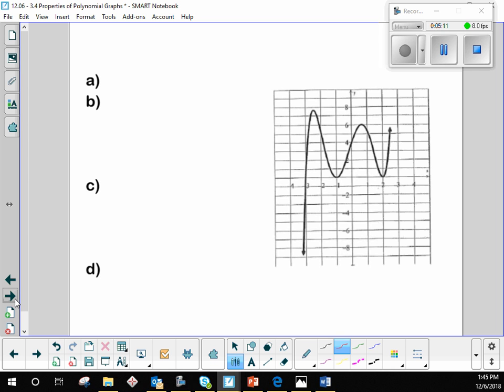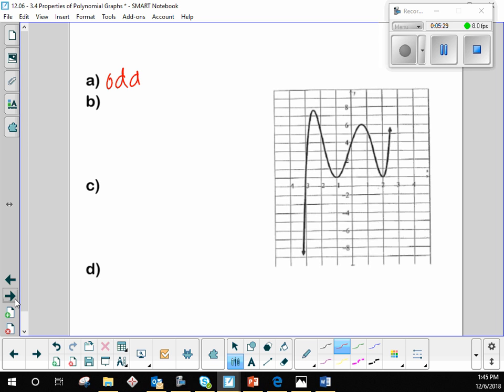The end behavior is opposite, right? Very good. So the degree is odd, which means it could be cubed, to the 5th, to the 7th, or whatever. And if you forget that later, it's right here, part A, even or odd degree.